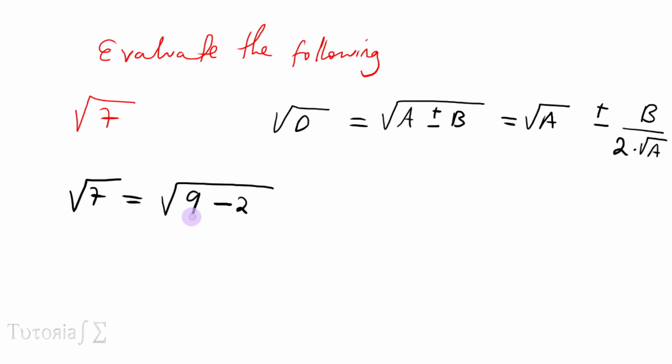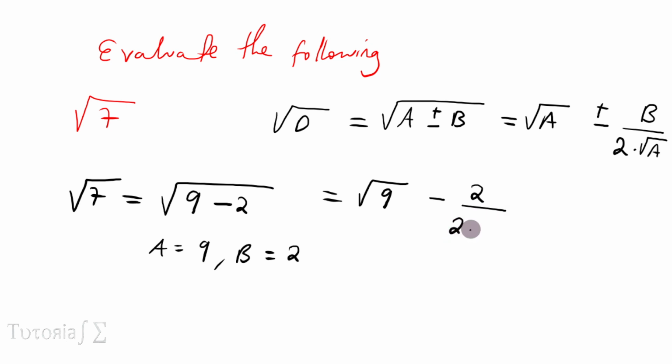So meaning that according to the formula, our A is equal to 9 and our B is equal to 2. We can just plug into the formula now. So this becomes equal to the root of the first number here. Since there is a minus here, we are going to have a minus here. If there was a plus here, we would have a plus there. Then we're going to have, this is representing B, so that is 2. Then divide by 2 times, there's always a 2 here.